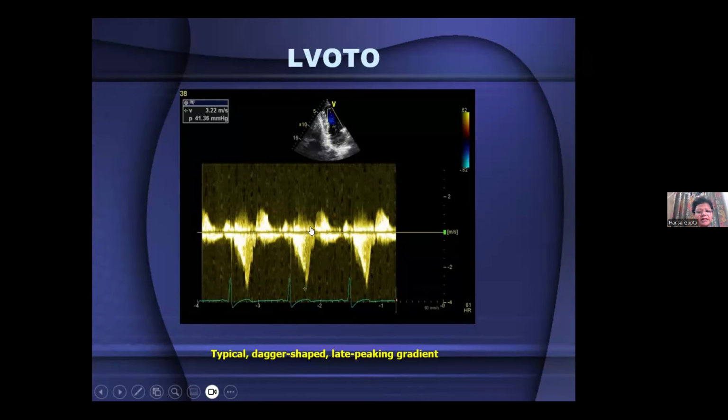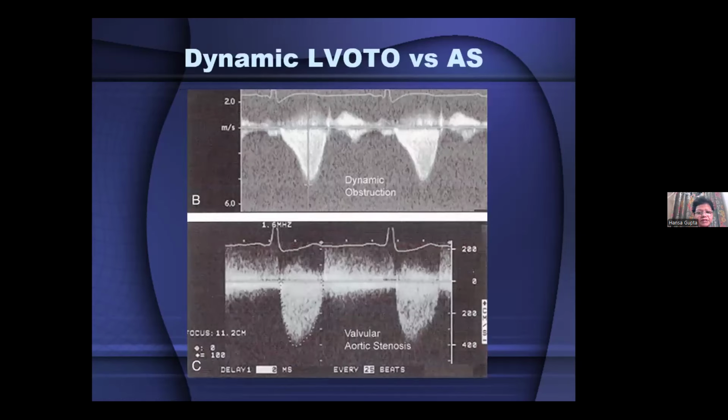You should never forget this image, okay? Because you may get it in other cases also, I'll tell you. And here is the gradient of 41, all right, in the LVOT. See this? This is a dynamic obstruction. This is valvular aortic stenosis. This also starts after QRS, but it is early systolic, and it is rounded, and it is kind of a longer flow, okay?